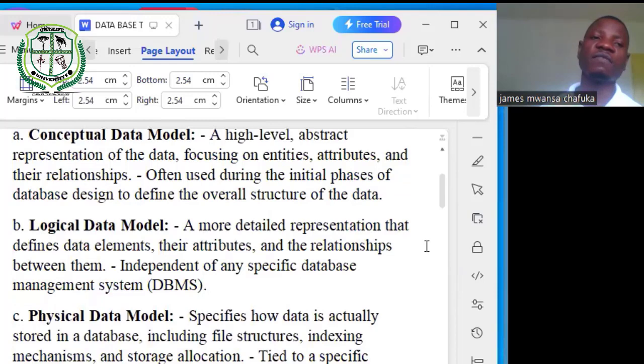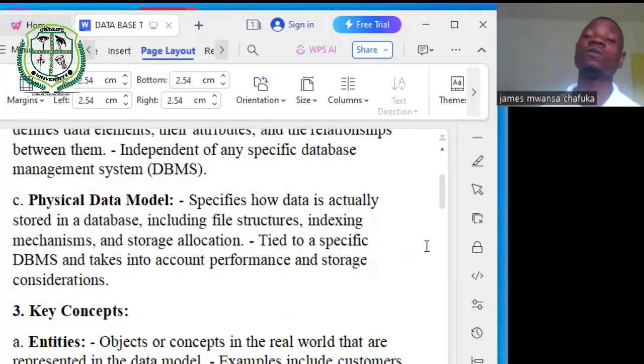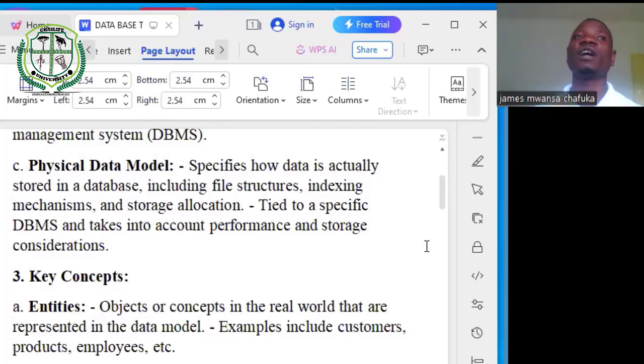Okay, and then we also have the physical data model. The physical data model specifies how data is actually stored in the database. This includes file structure, indexing mechanisms, and storage allocation, tied to a specific database management system, and takes into account performance and storage.